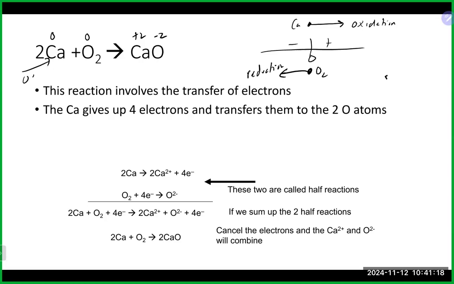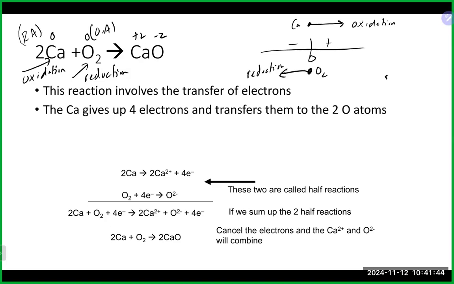So again, oxidation, like we would expect here, since that's a metal. Reduction, which we would also expect here because that is a non-metal. That would mean that my reducing agent would be which one, the calcium or the oxygen? Yeah, the calcium here would be my reducing agent, and my oxygen would be my oxidizing agent in this case.